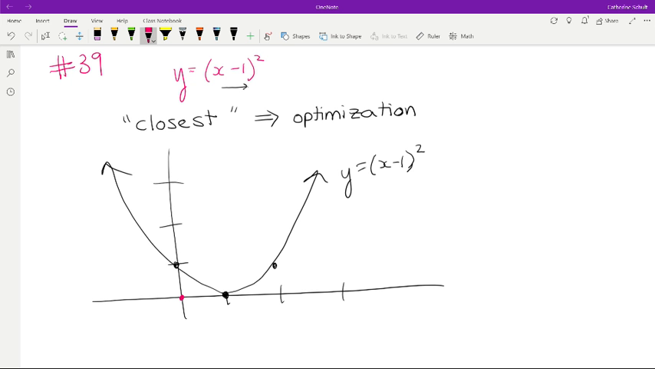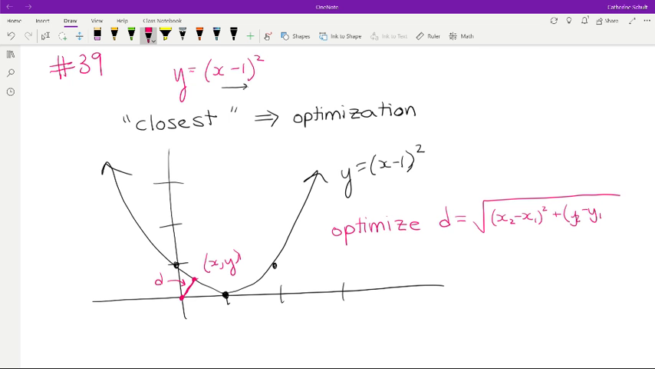All right, so here's our origin, and then I'll just guess. I don't know what this point is. I'll just call it x, y. The closest point to the origin would be a straight line, so we're going to call that D, and we want to optimize D. Remember, in our optimization section, we always write out what we want to optimize. We're going to optimize D, the square root of x2 minus x1 squared, and so on.